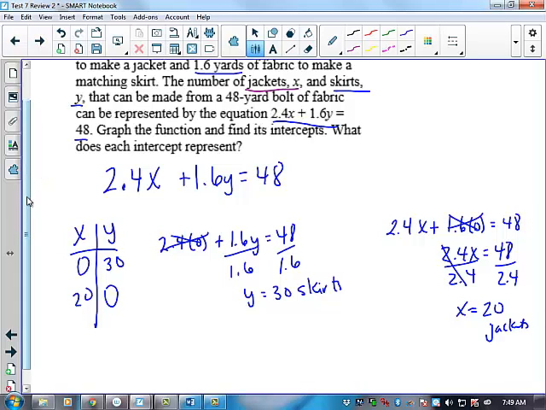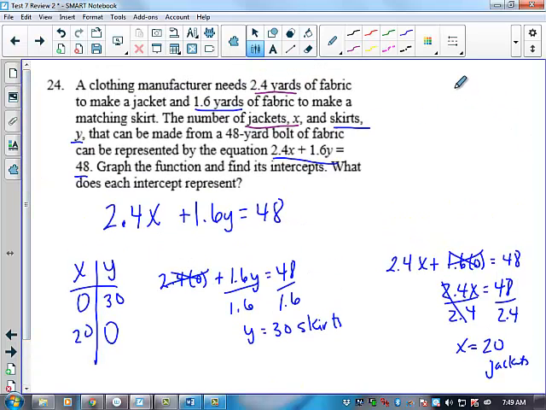Okay, so when we graph this, I'm just going to give you a sloppy graph here. I'm going to be at 0, 30 for the first one, and I'm going to be at 20, 0 for the second one. Okay, this is what I have.